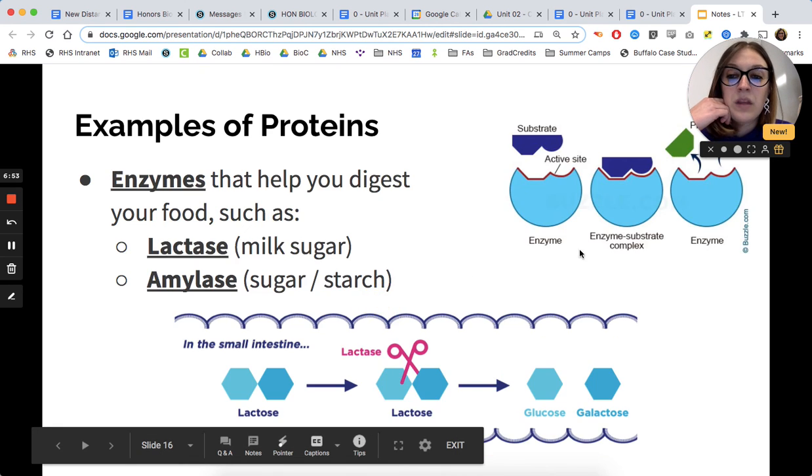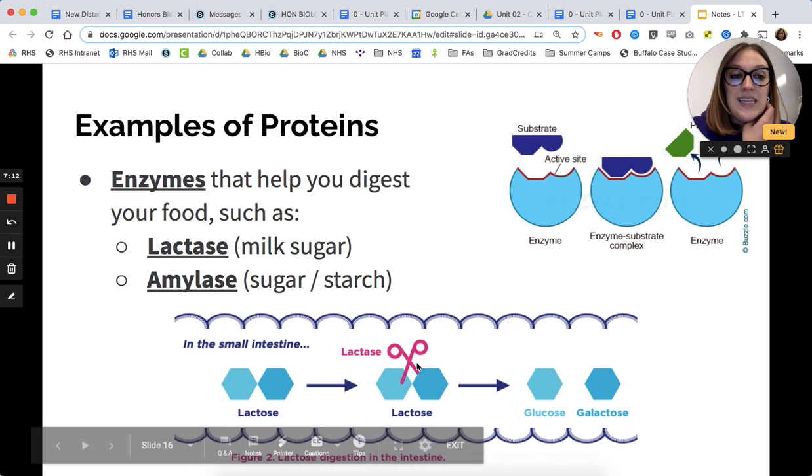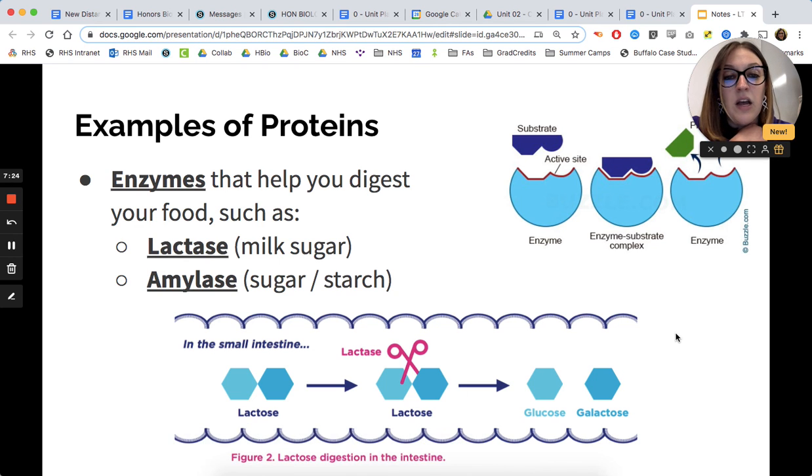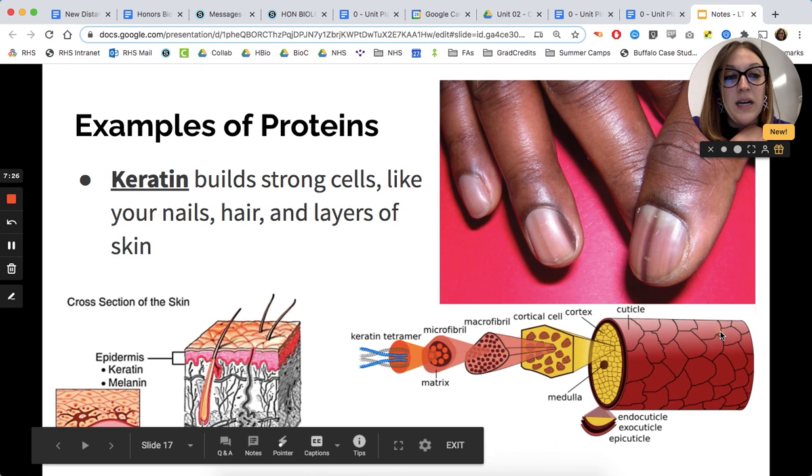Pretty cool. We talked a little bit about enzymes that help you digest your food. Here's another example. So imagine you drink a glass of milk and you drink some lactose, milk sugar. And when you have that milk floating around in your stomach, there's an enzyme that acts like a pair of scissors, and that enzyme is called lactase. And that enzyme will break apart lactose into smaller pieces so that your body can more easily use these sugars for energy. So that's one example of an enzyme that helps make chemical reactions happen in your body.